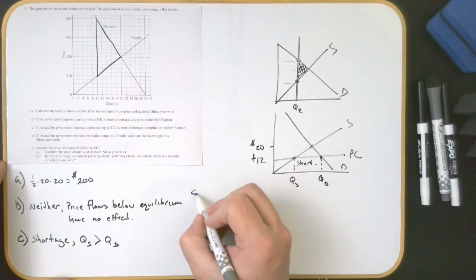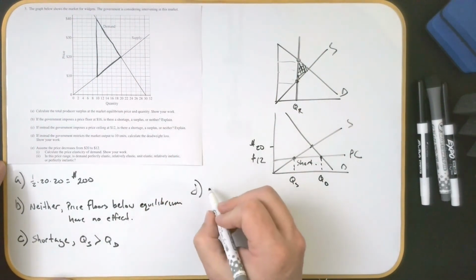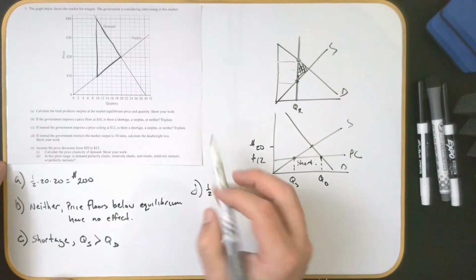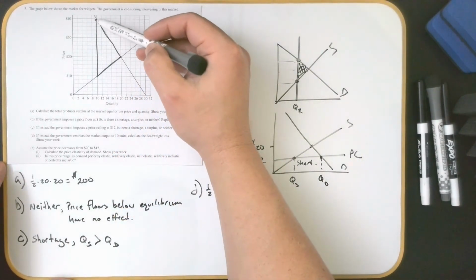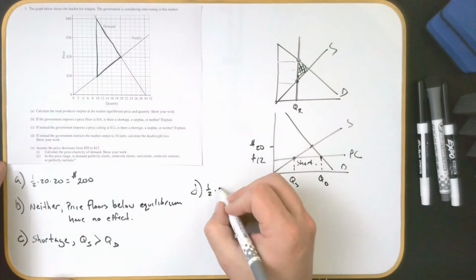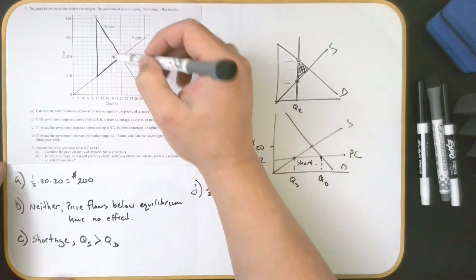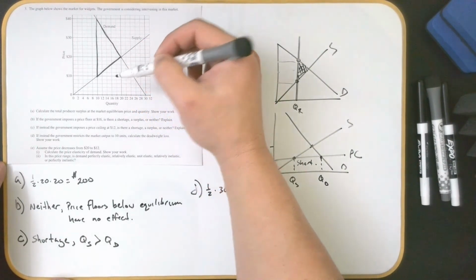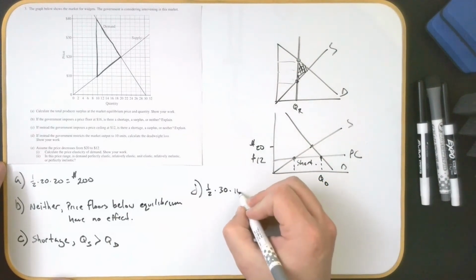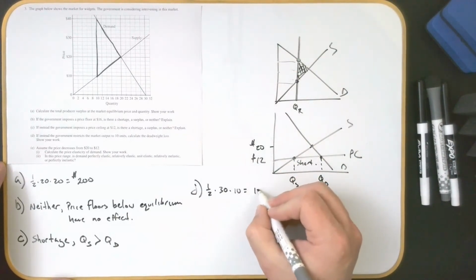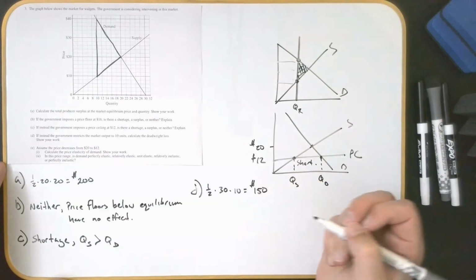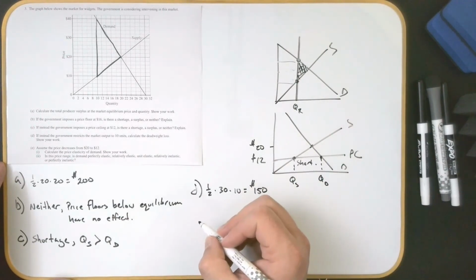So I'm going to move D right here. And our dimensions, it's going to be a triangle again, so it's 1/2 the base here. We're going from 40 down to 10, so that's going to be 30. And then the height here is going from 10 to 20, so that's 10. So you would wind up with $150 as your deadweight loss.